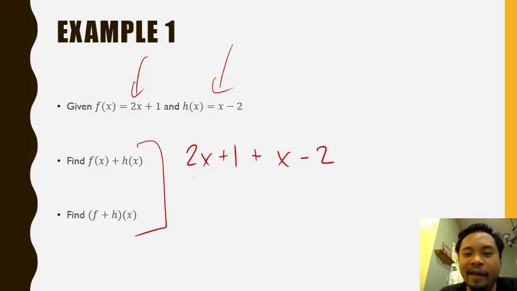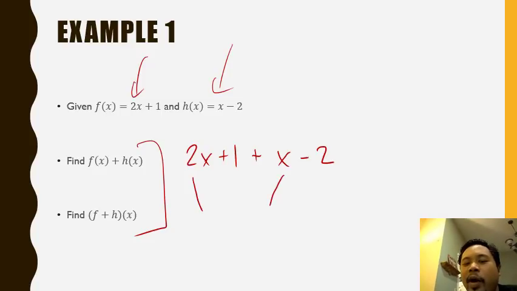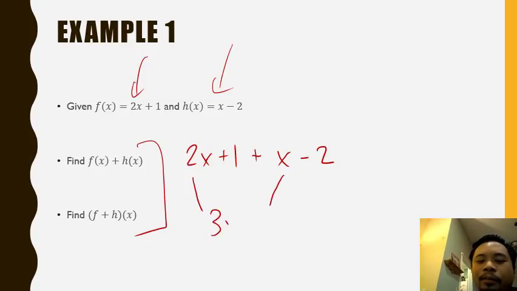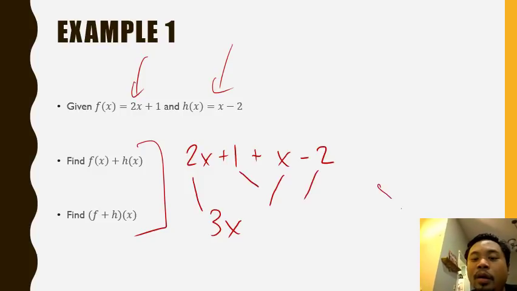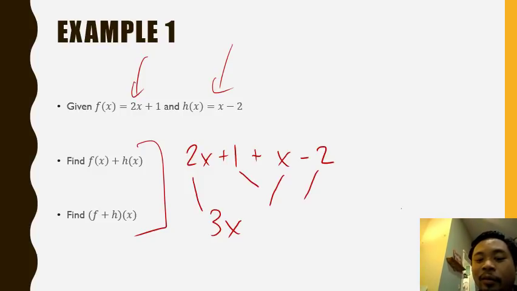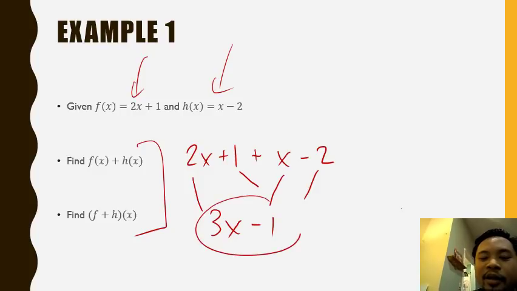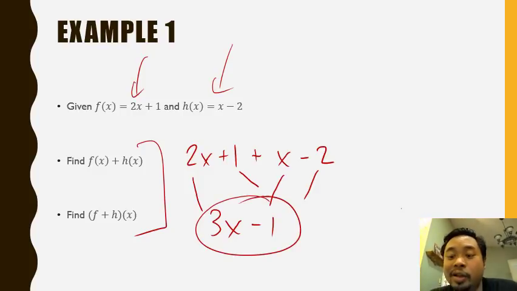So what I can see is I have a 2x and an x. 2x plus x gives me 3x. Cool. The next thing I combine is a 1 and a -2. 1 and a -2 gives me a -1. And my super function here after adding them both together is just 3x minus 1. So this is nothing more, nothing less than just combining like terms.